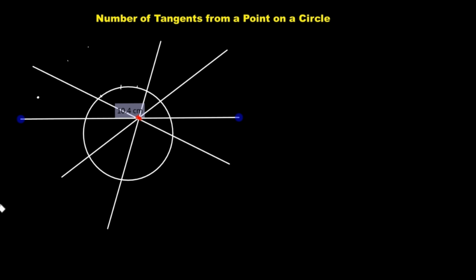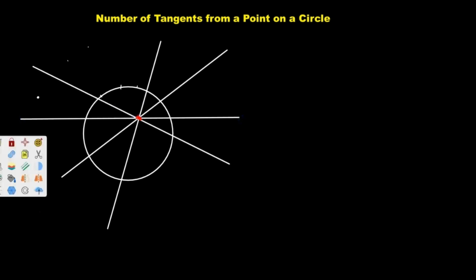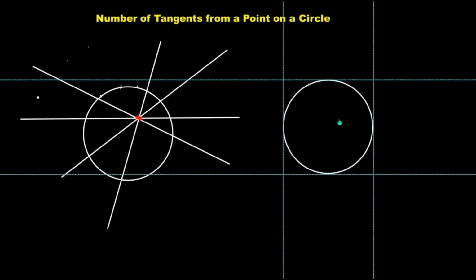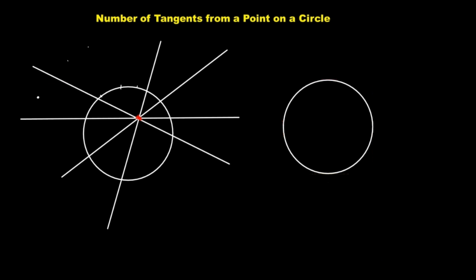So now we see another scenario. Let's take a circle. If the point is on the circle, we can draw one tangent. That we know, we have seen. So whatever point is there on the circle, you can draw one tangent. Now we'll see the third scenario.